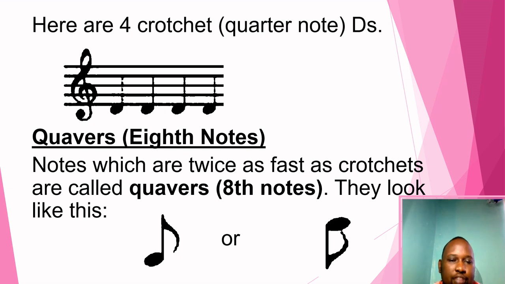We then go to quavers or eighth notes. Notes which are twice as fast as crotchets are called quavers or eighth notes. They look like this. As you can see, this note has 3 parts. We have this as the note head, we have the stem here, and we also have the flag or tail. You can also refer to it as a tail. And when it is inverted, the flag remains on that side, but the note head faces the opposite side.